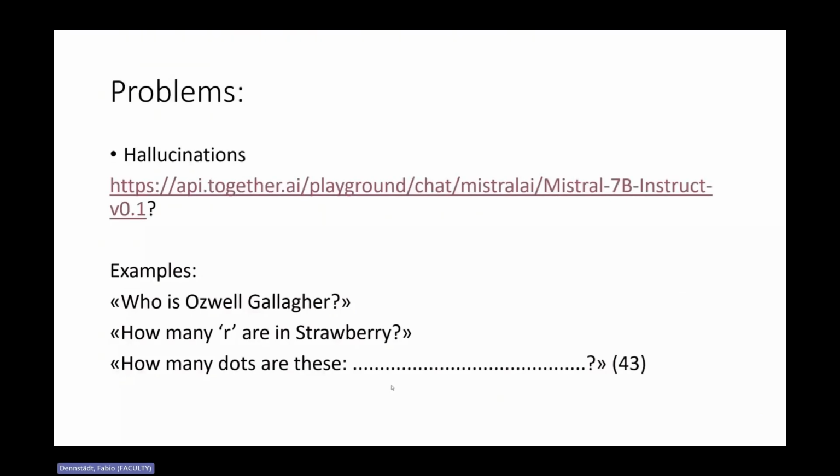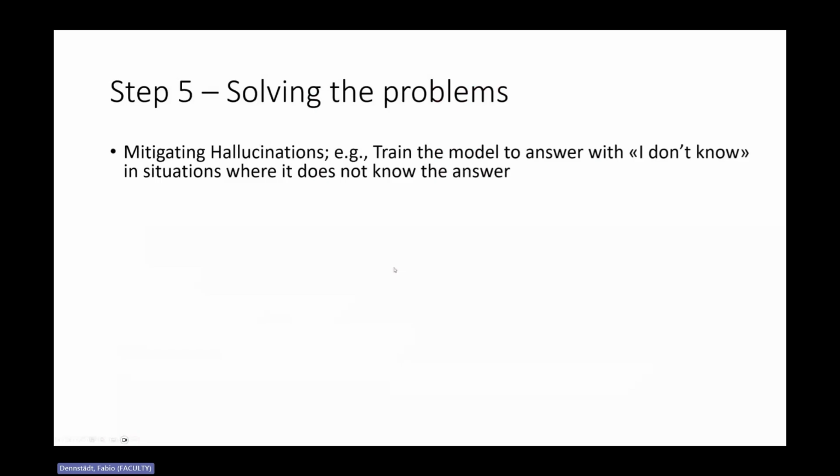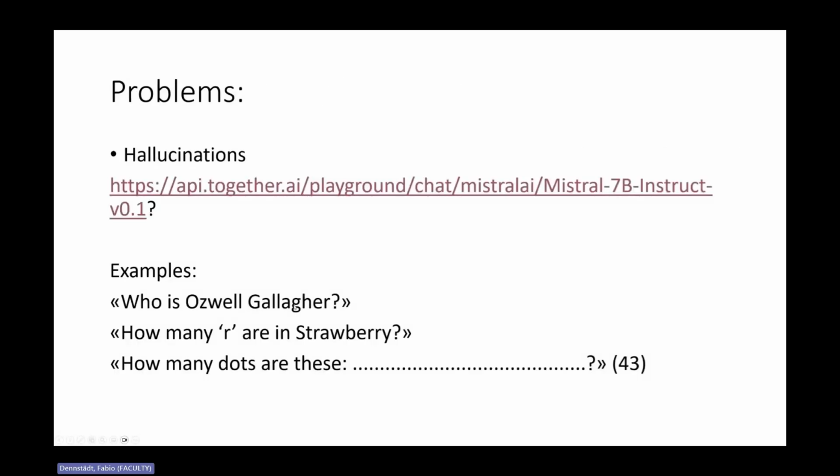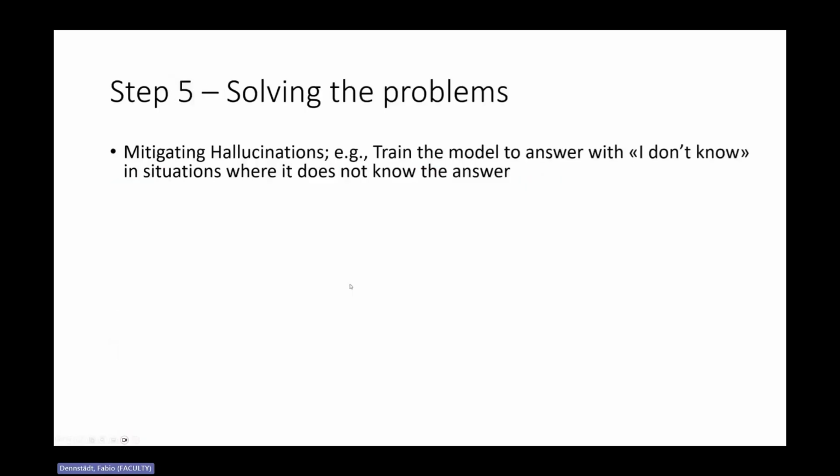So now what can we do against these problems? These issues have not been fully overcome, but there are several ways, and also quite successful ways now, to mitigate these hallucinations. You can train the model to answer with "I don't know" in situations where it does not know the answer. Now, we cannot, of course, have a complete set of all possible names where the model should answer "I don't know".